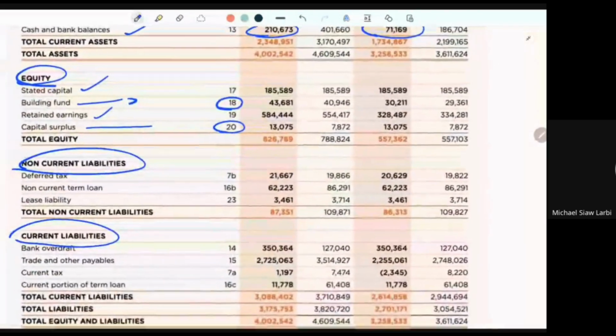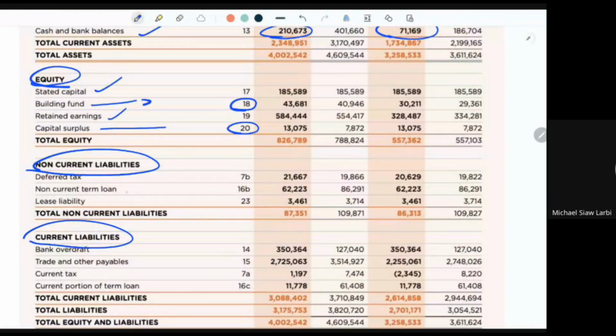Then there are non-current liabilities. They have a non-current term loan. It means they have some 62 million cedis with a certain bank that they expect to pay after a year, maybe a 3-year loan, 7-year loan, whatever. But they also have a bank overdraft. So they also went to a bank and said, okay, you know what? Give us some 350 million to run operations quickly.